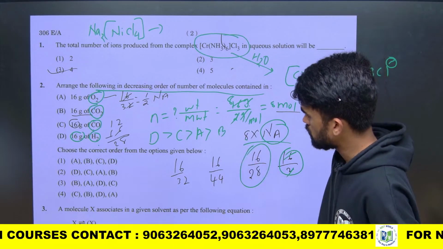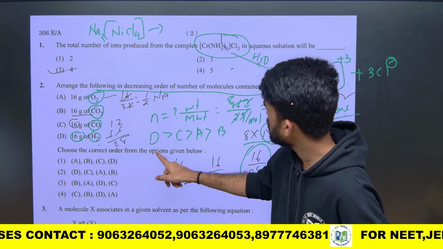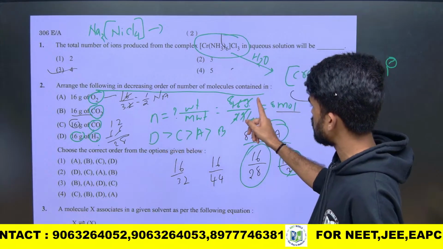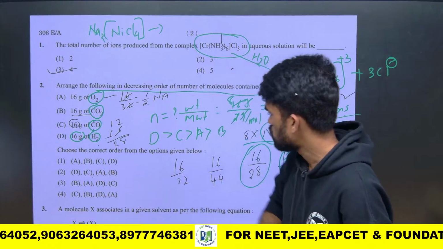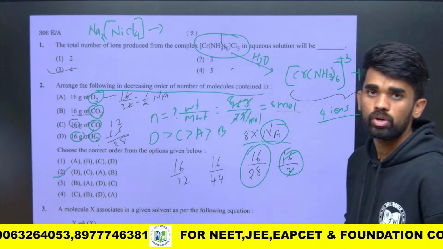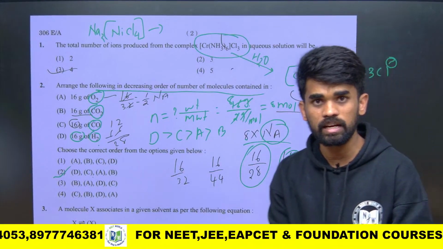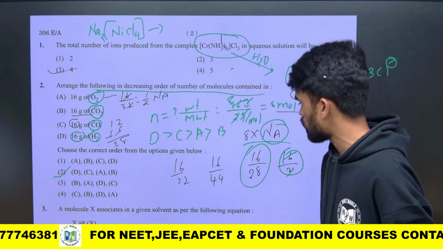So where do we have this kind of option? So highest, decreasing order they are saying now. So decreasing order means highest first: D, C, A, B. So option 2 we have D, C, A, B, so you can choose that. I hope this is also clear now, there is no confusion, very simple mole concept question.